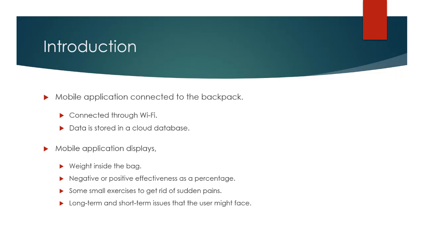The device mounted on the backpack connects with the mobile application using Wi-Fi connectivity. All the data given by the sensors will be stored in a cloud database, and the mobile application analyzes that data and then gives relevant information to the user. Mainly the following information will be displayed via the mobile application: weight inside the bag, negative or positive effectiveness as a percentage, some small exercises to get rid of sudden pains, and long term and short term issues that the user might face.